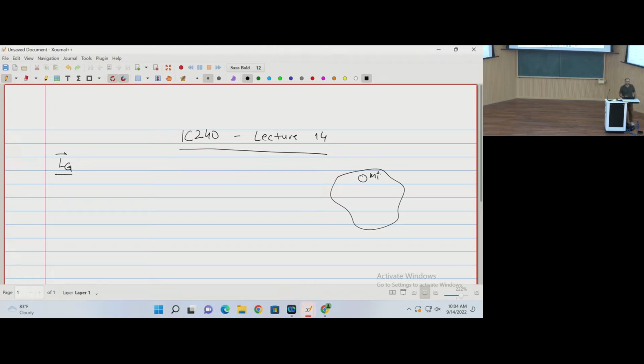So we have defined a physical system that comprises many particles, and Mi is just one of those particles. The center of mass of the system is denoted by G, and we also have a fixed point O that we are taking for reference.